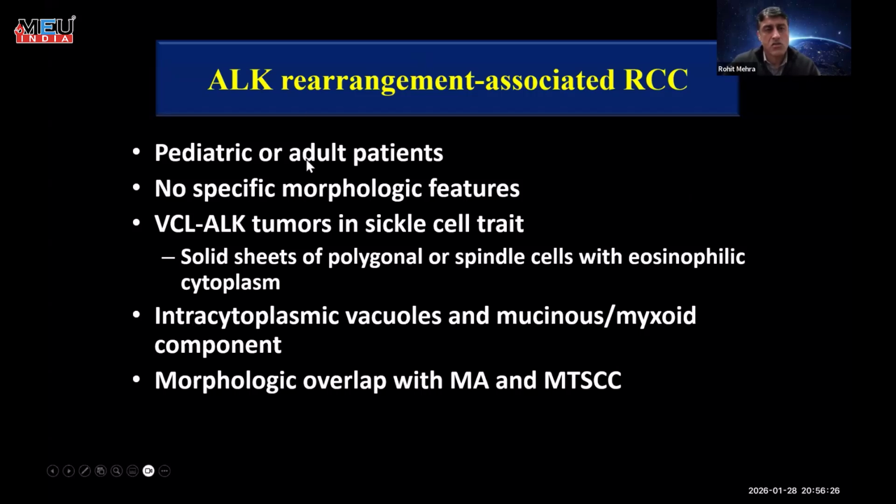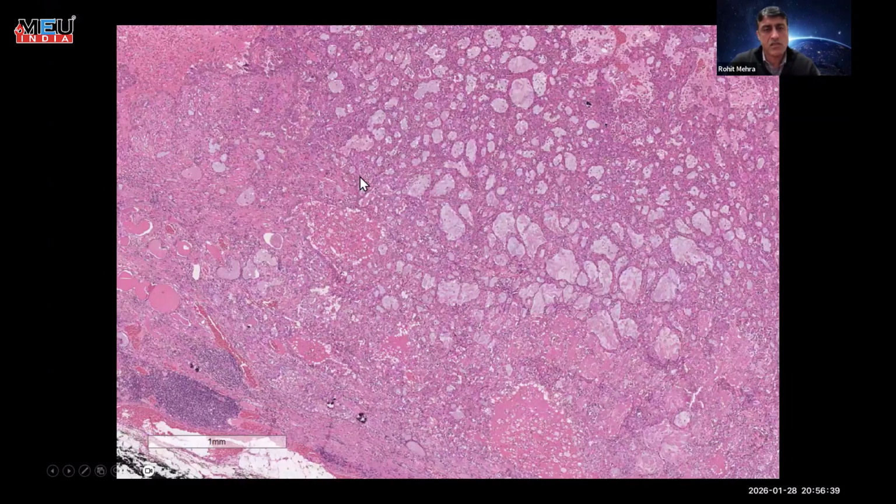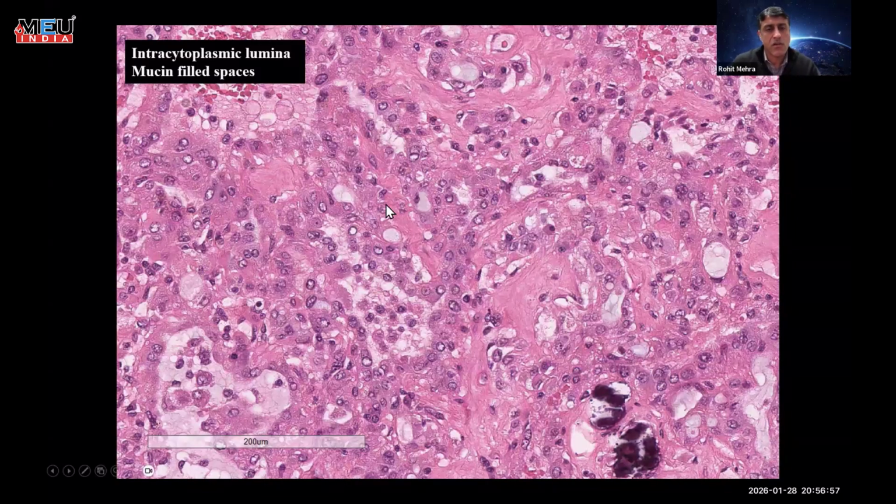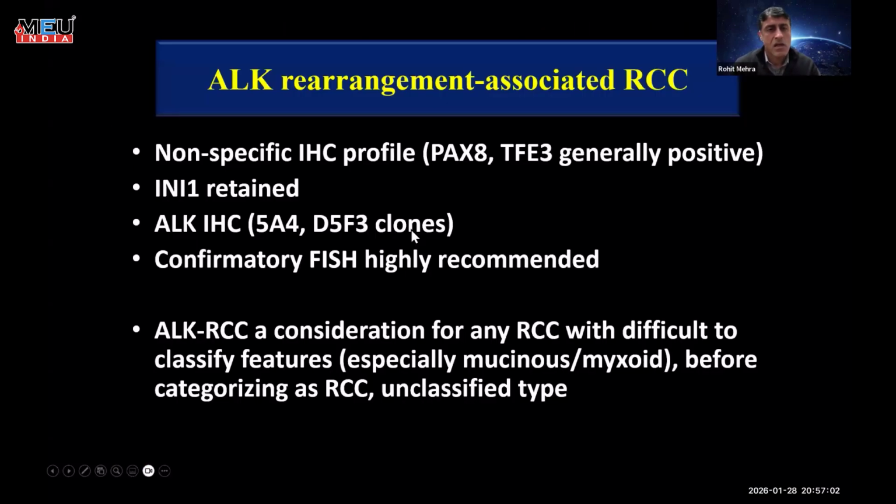These tumors can happen in pediatric or adult patients. The pediatric patients can have a sickle cell trait with this particular VCL-ALK fusion. And this is one of the more classic looks for this tumor. These tumors can have a reticular look with a mucinous or myxoid background. It almost looks like a yolk sac tumor, or yolk sac germ cell tumor. And again, we can see over here there is a mucinous myxoid sieve-like architecture. We have these intracytoplasmic lumina, mucin-filled spaces, and we can also see psammomatous calcification.